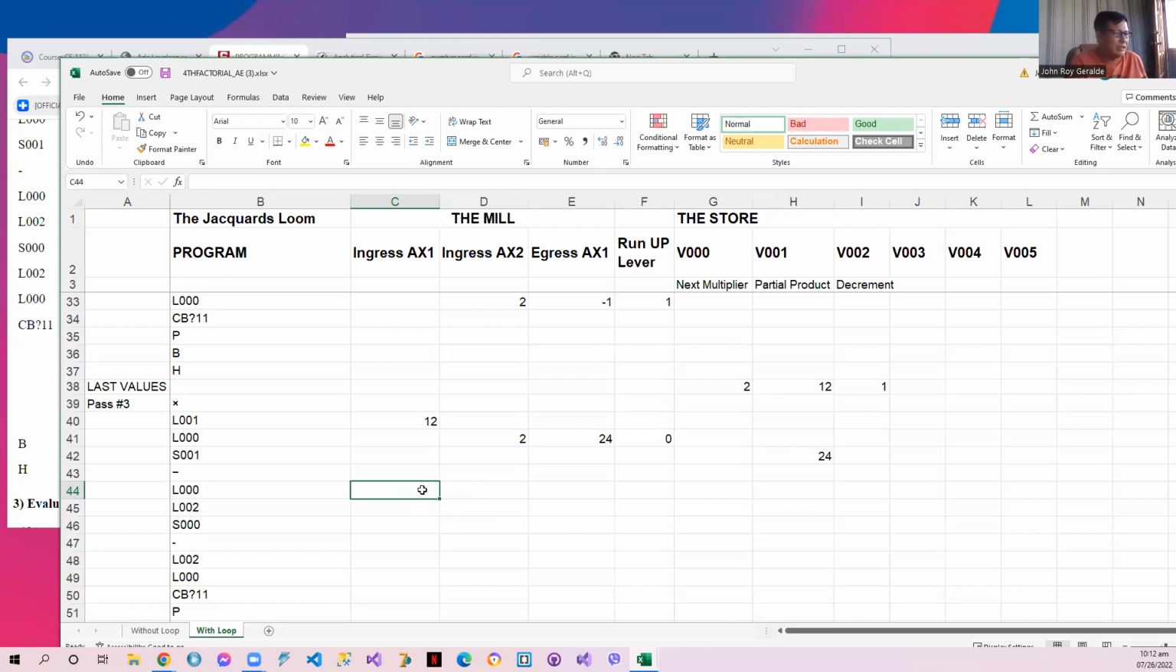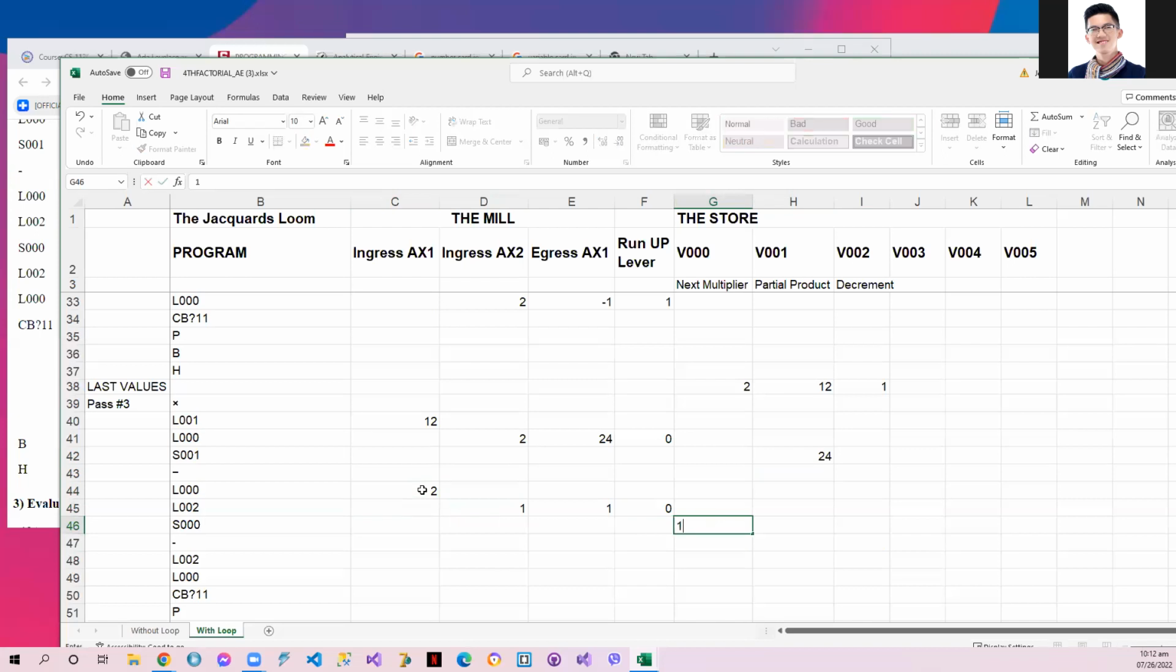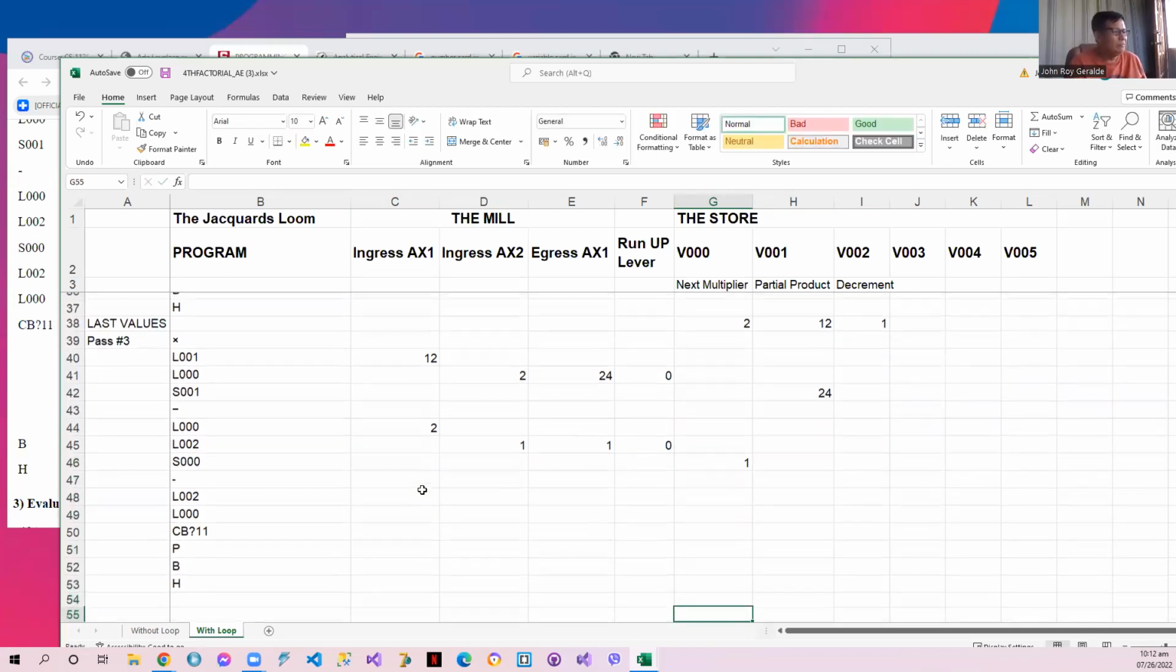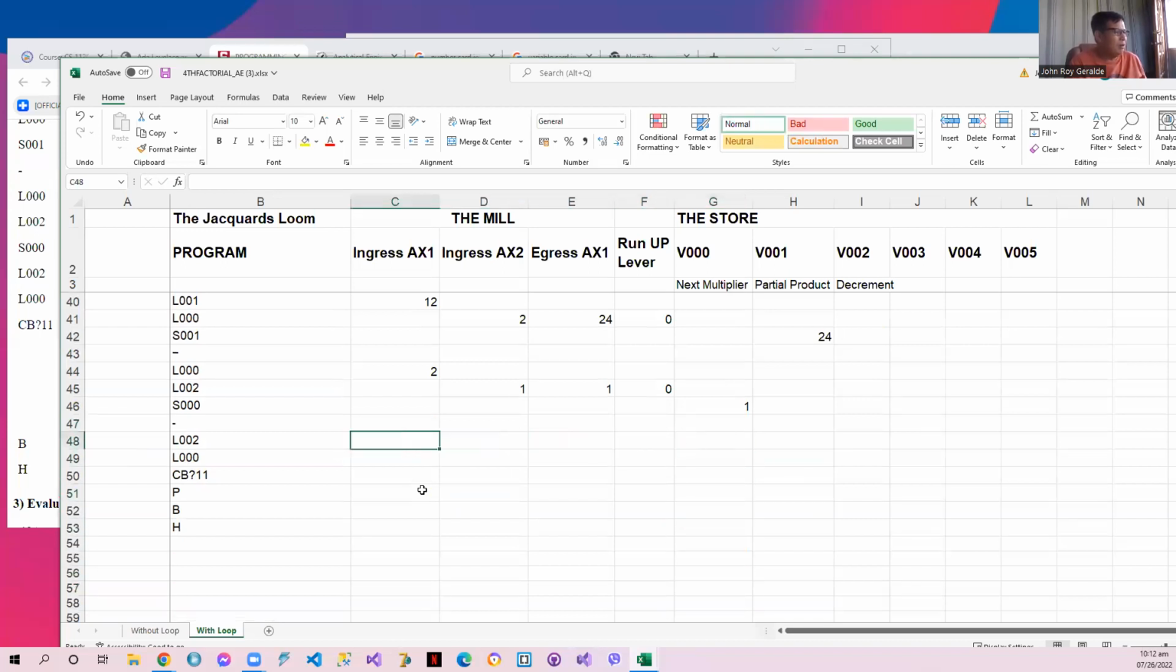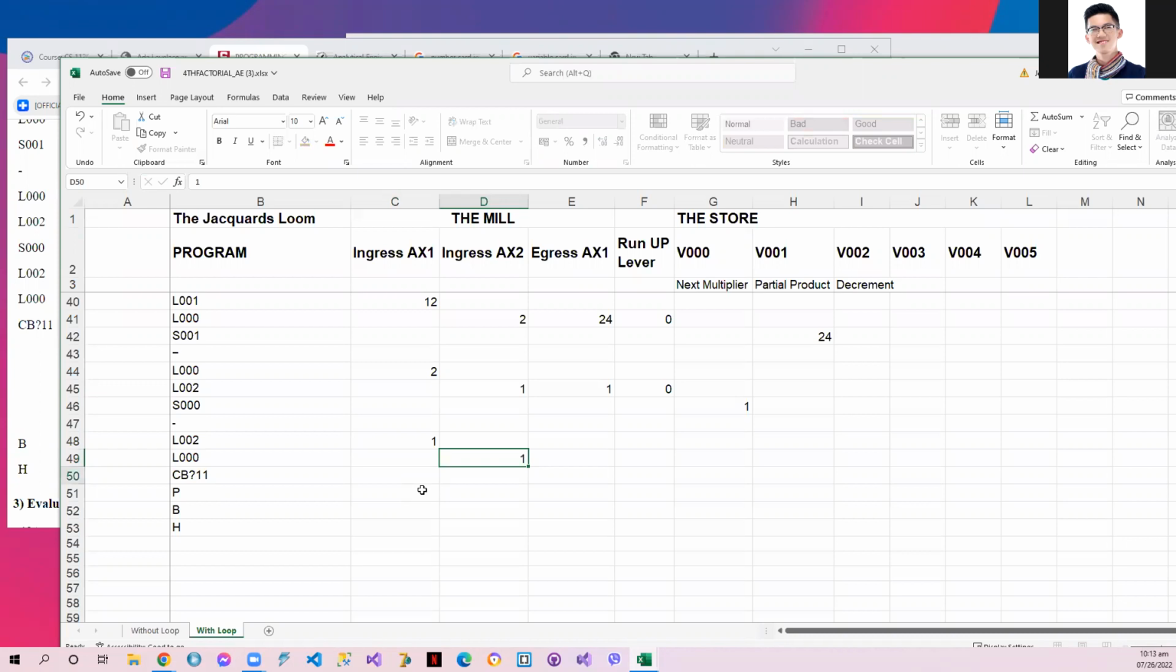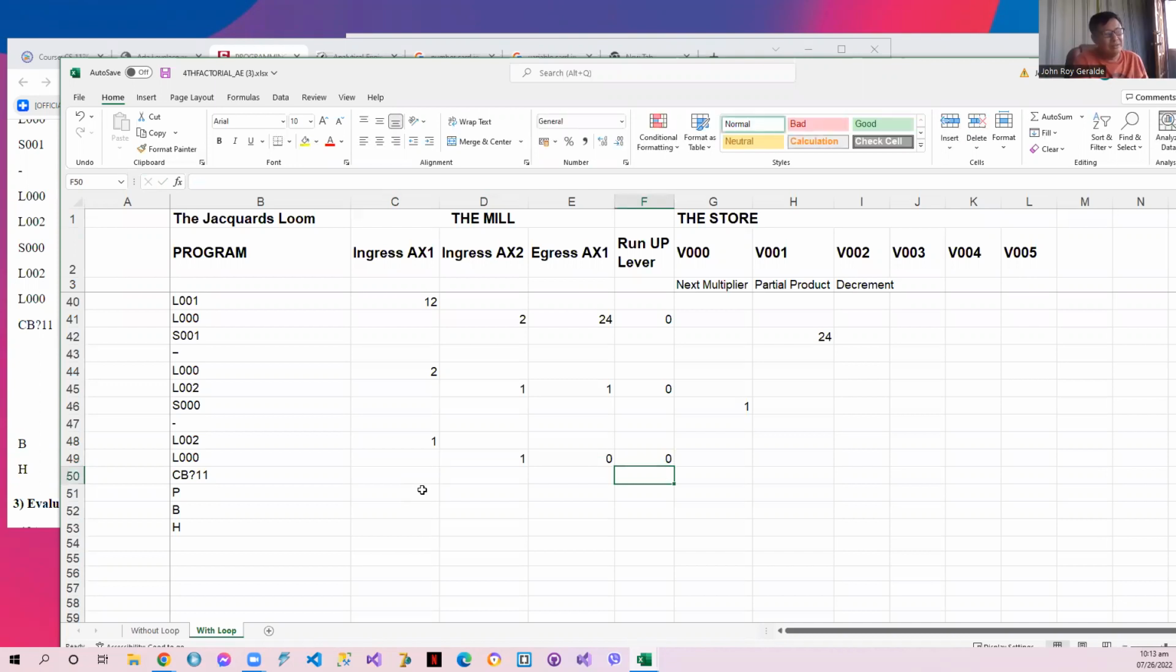Minus L000. What's L000? 2. Okay? L002 is a 1. Okay? 2 minus 1, this becomes 1. The run-up labor is 0. And we store it to L00, this becomes a 1. Okay? Do you follow? And then we'll have a minus. Minus L002. L002 is a 1. L00 is a 1. Right? 1 now. 1 minus 1 is? 0. So the run-up labor will be 0. Do you follow?